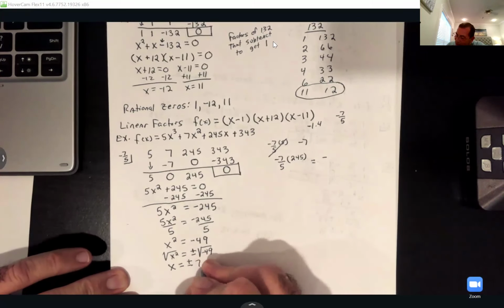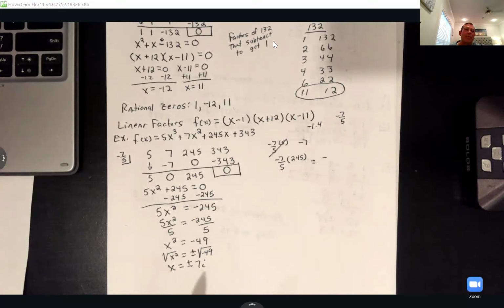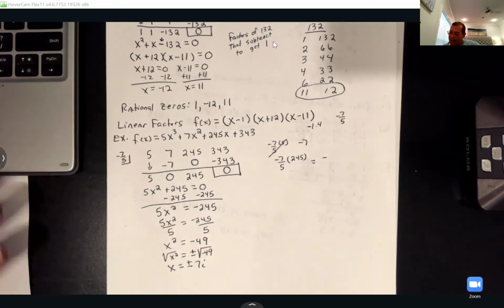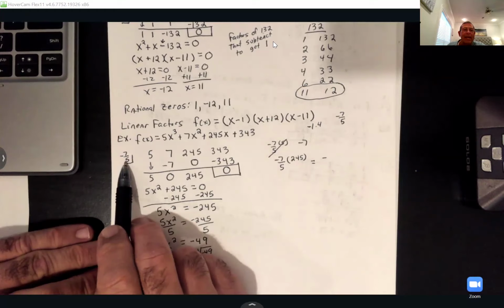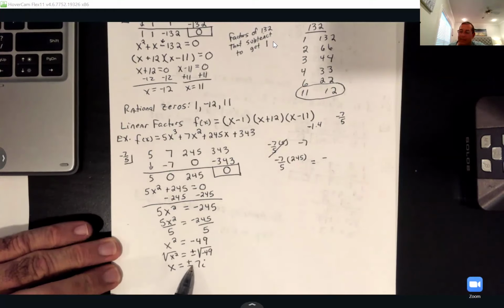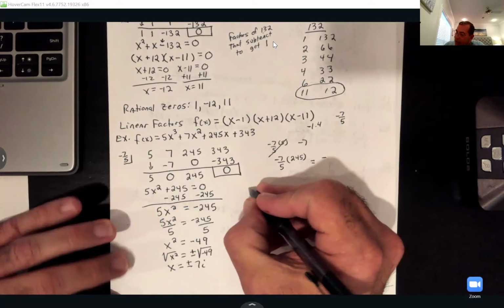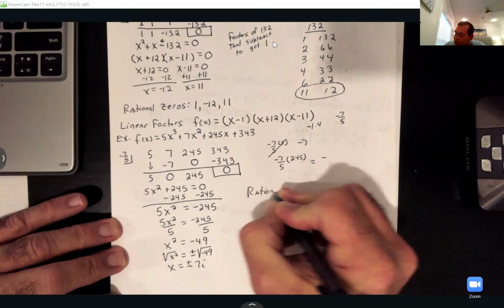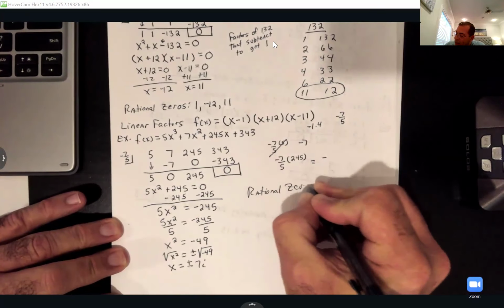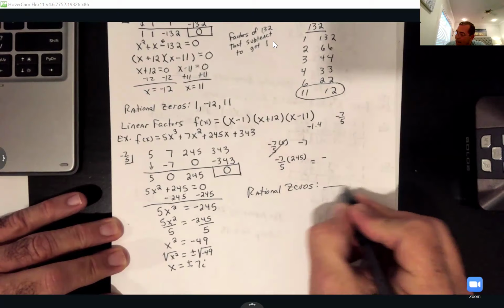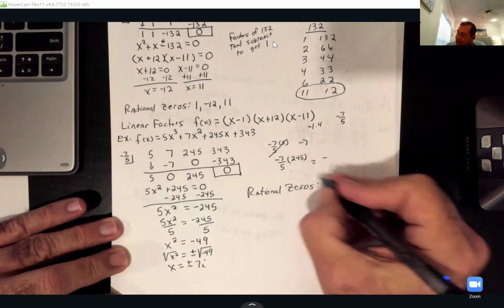So that would be a plus or minus 7i. So remember, take the square root, and since it's negative, bring out that i, okay? All righty, so we got a -7/5, 7i. So this one will be different now. Watch this. The rational zeros, the only rational zero we got was the -7/5.